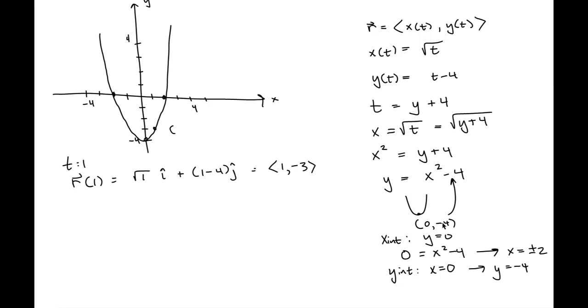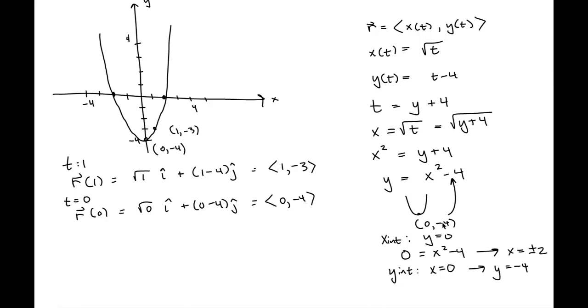This is the point 1, minus 3. Well, let's find another point. Let's just use t equals 0 for simplicity. r at t equals 0 is going to be equal to 0 i hat plus 0 minus 4 j hat, or it's going to be a vector given by 0, minus 4. Oh, that's just at our y-intercept. So here is 0, minus 4.